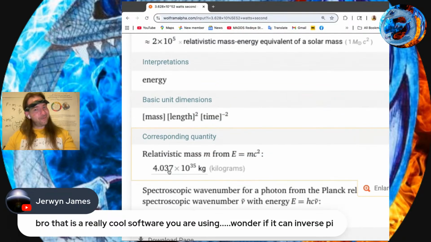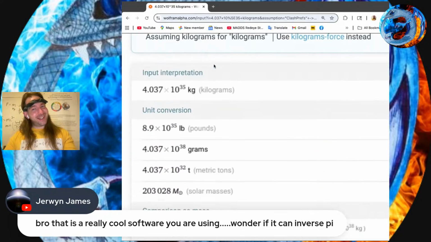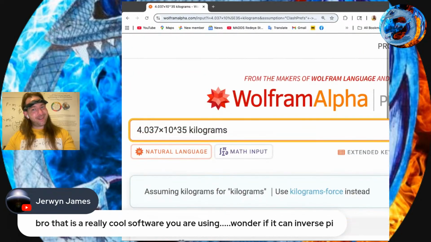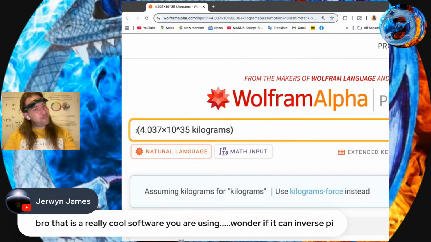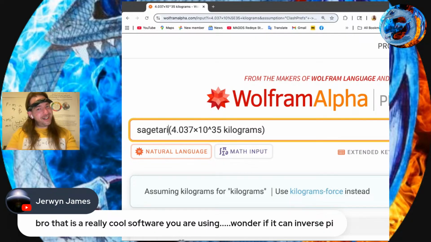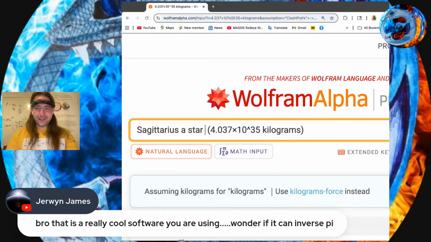So, okay, this is the relativistic. It's putting out 10 to the 35 kilograms of mass per second. Okay, what does that mean? That means if we take Sagittarius A star mass.